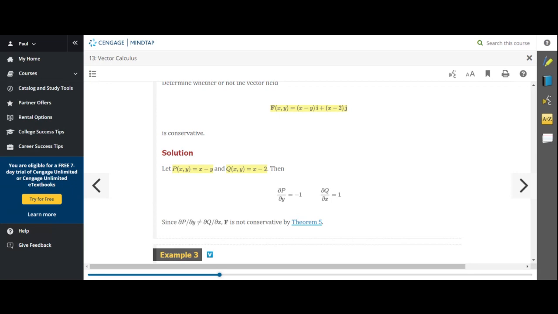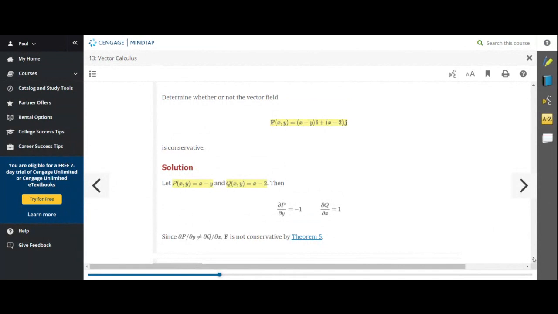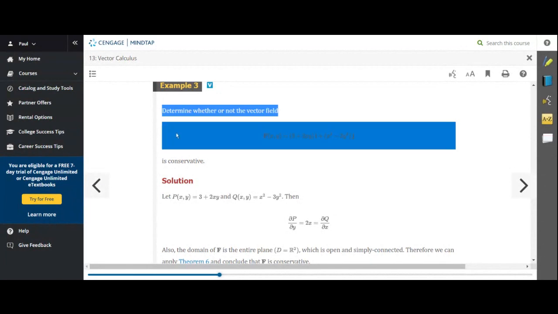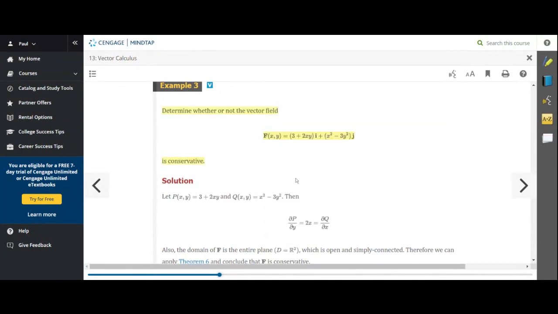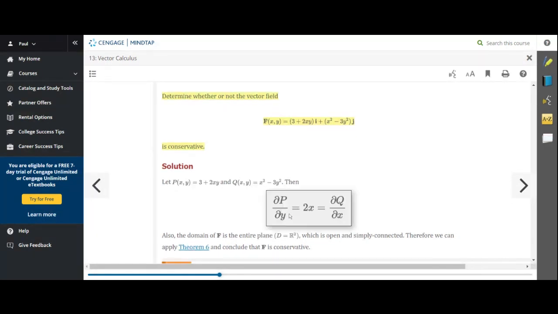Okay. On the other hand, are there any questions on that? All right, if not, let's go to example 3. In example 3, they want you to determine whether or not this vector field is conservative. And for this vector field, they establish that the partial derivative of P with respect to y is equal to the partial derivative of Q with respect to x. And so you have there a conservative vector field.